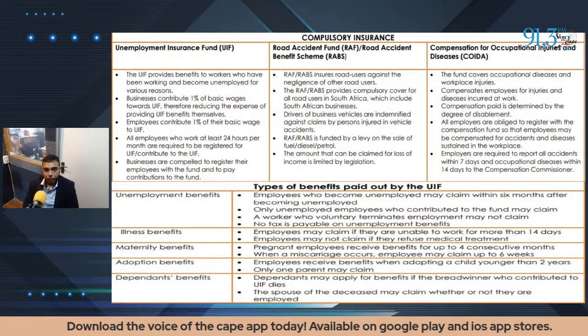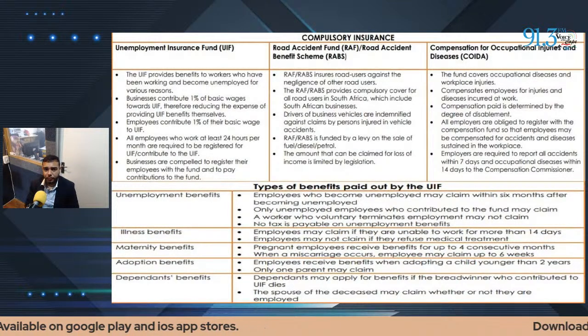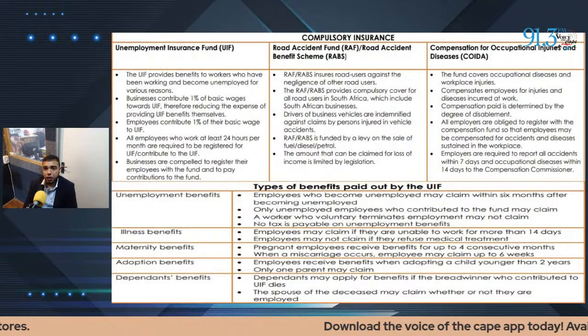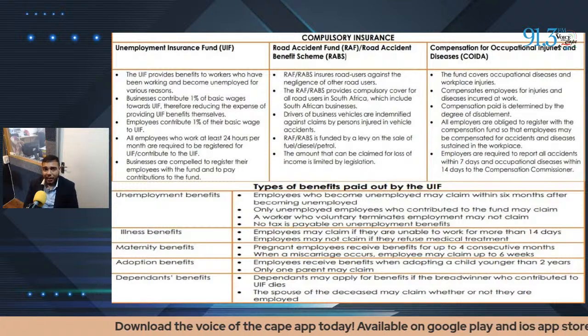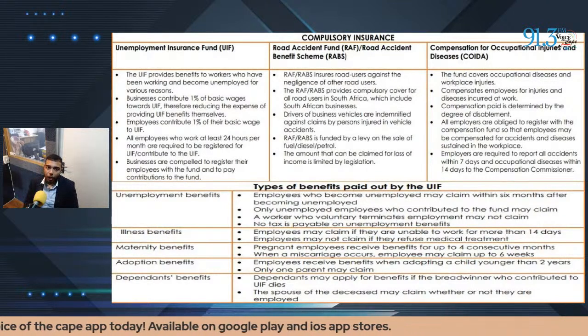Our compulsory insurance. So now we look at our unemployment insurance, our Road Accident Fund, or our road accident benefit scheme, and our Compensation for Occupational Injuries and Diseases Act. Guys, don't forget to screenshot this. So we're going to go over each of them briefly and quickly.